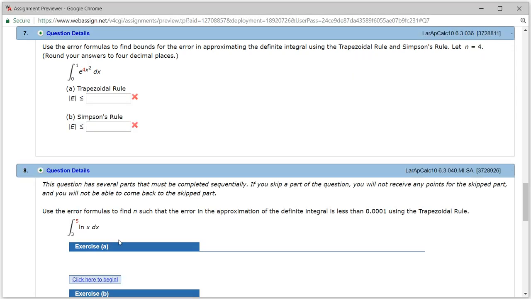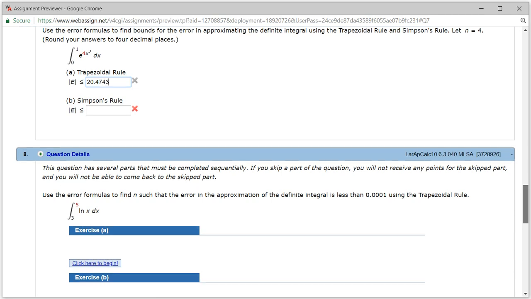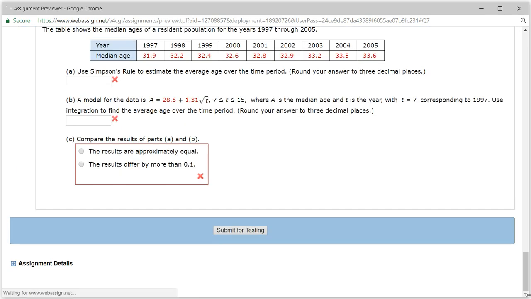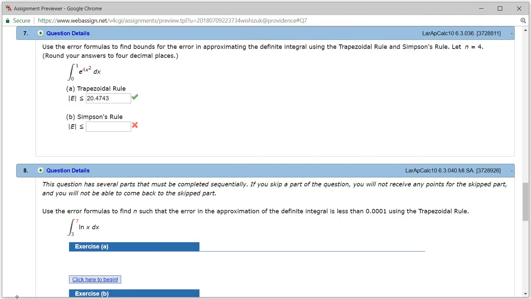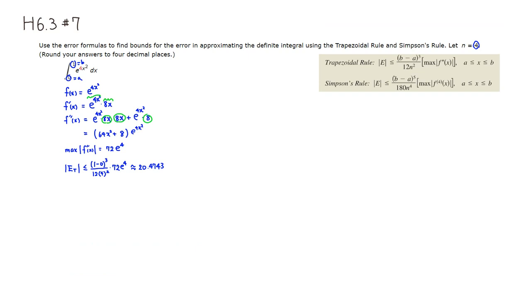So let's type it in. We got 20.4743. Let's go ahead and check the answer. It came back and looks like we got part A correctly. Alright, let's look at part B. We're going to have to do Simpson's rule.